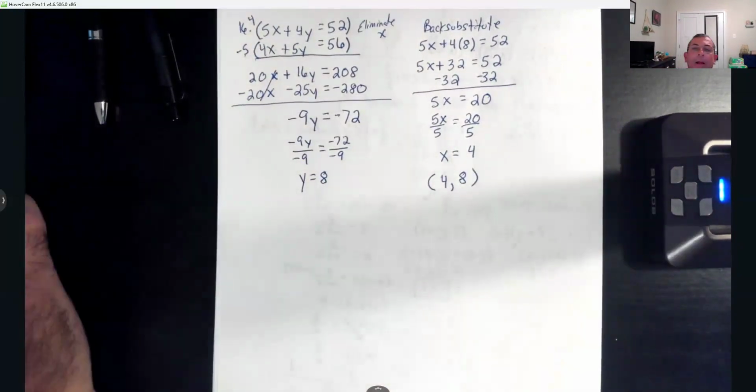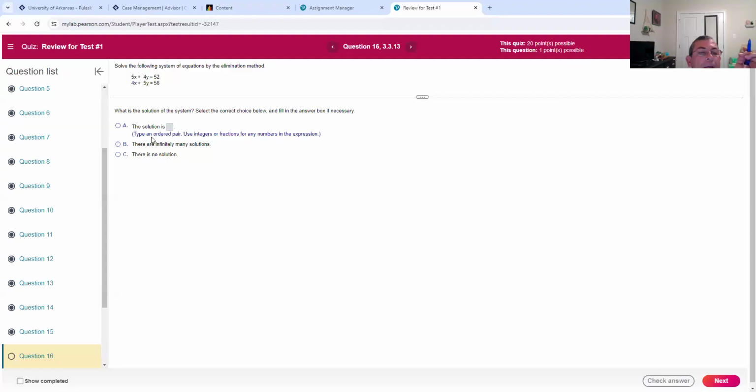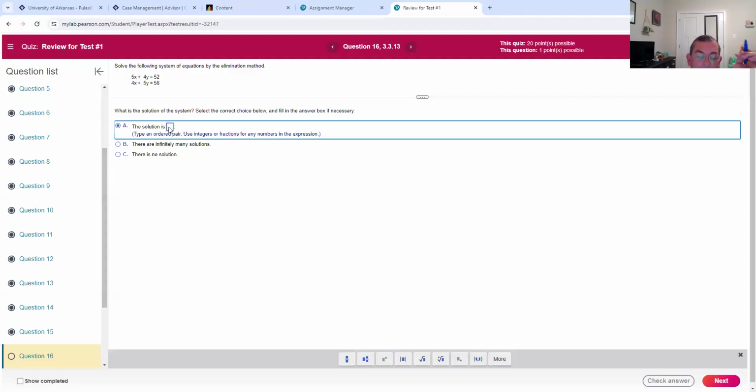So if we go back to Math Lab and look at it, notice it says under that type an ordered pair. So we want our parentheses, 4, comma 8, and then close parentheses. Okay. All right, y'all. Then we what? Hit next.